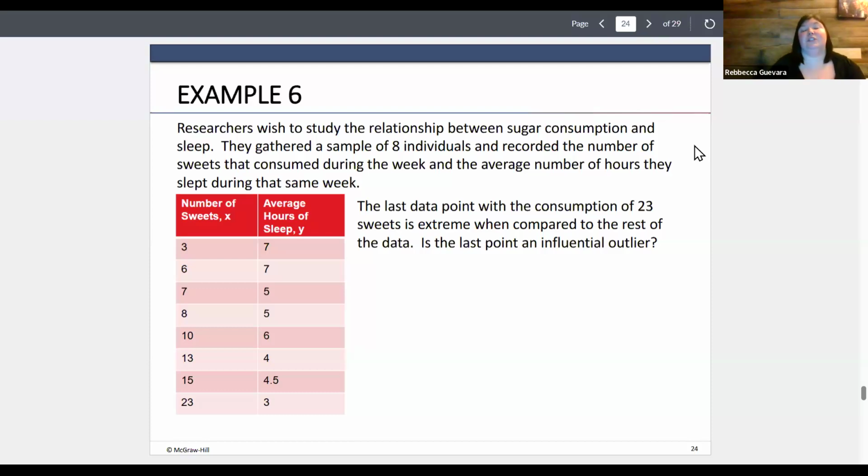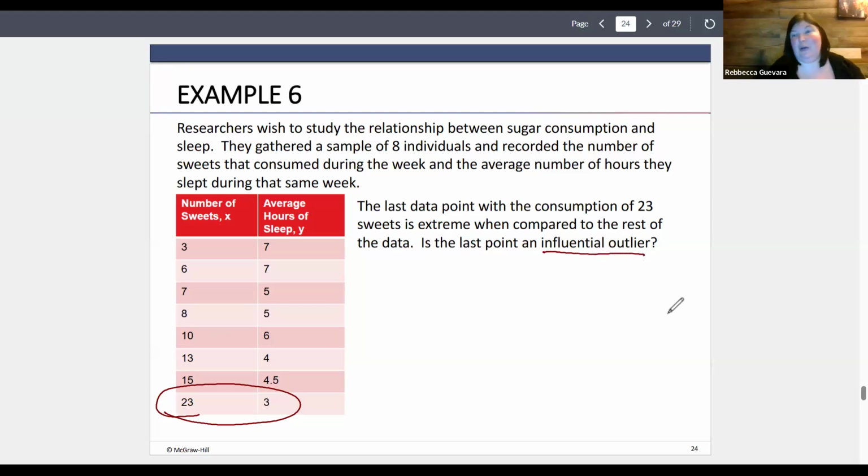Okay, so going back to that data about sweet consumption and, oh, number of hours of sleep. We see that most of this data, like numbers of sweets they have, are pretty close to each other. Like this is 3 away, 1, 1. This is 2 higher, 3 higher, 2 higher. And then all of a sudden, we get 23. So 23 is my outlier.